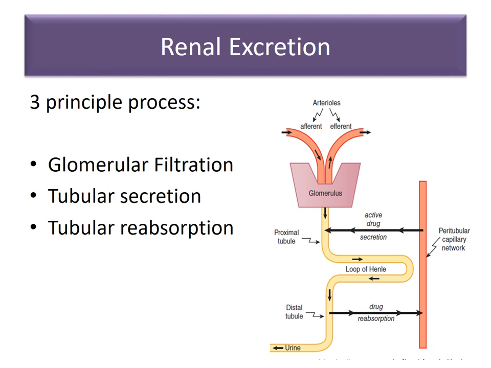As already told, the three principal processes are glomerular filtration, tubular secretion and tubular reabsorption. In the Bowman's capsule, all the substances will be filtered. Some substances will be reabsorbed and some will be secreted. Some drugs will be secreted from the capillaries into the lumen, and some fluid or drugs will be reabsorbed from the tubules, the distal tubules. So the final product is glomerular filtrate plus tubular secretion minus drug reabsorption. This is the normal process occurring in the kidneys.